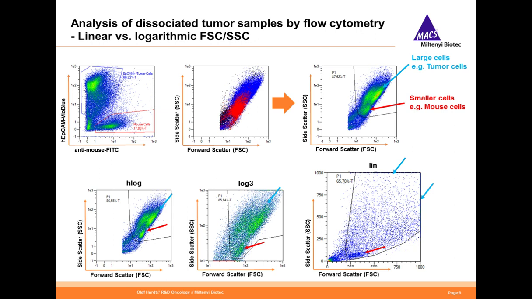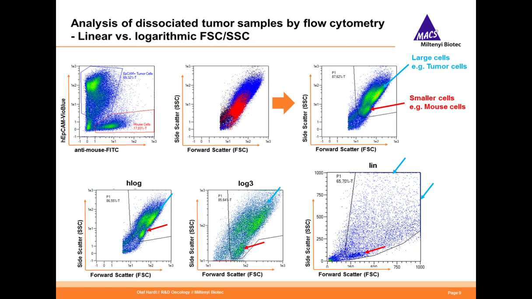As you can see in the upper left dot plot, here we dissociated a xenograft, and we stained the human EpCAM positive cells and the mouse, here anti-mouse positive cells, and then gated them back in blue and in red into the forward side scatter gate. So you see the red arrow marks the small mouse cells, the blue arrow marks the large tumor cells. And then in the lower panel you see in the hyperlog, that looks pretty nice. It's a nice resolution. You can see all these populations.